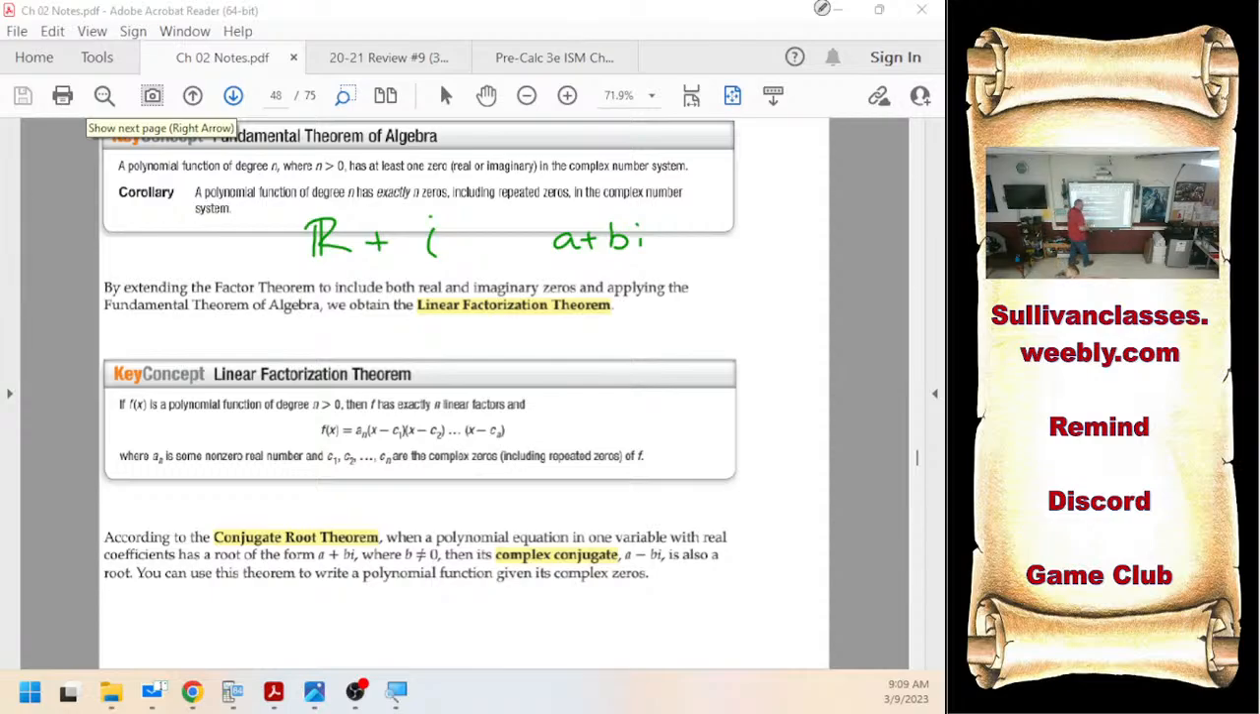And if I have a plus bi, because the only way I get i is by square root of negative 1, that means there also exists a minus bi. If a plus bi is one of them, a minus bi is one of them. They always occur in conjugates. That also works for radicals. Like if I had 3 plus square root of 5, that implies that 3 minus square root of 5 is also one of my roots.